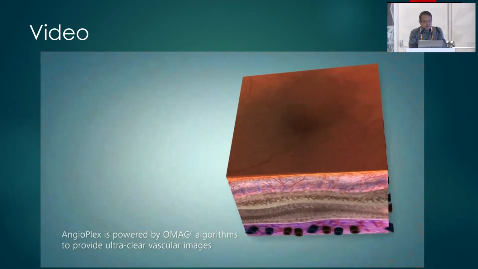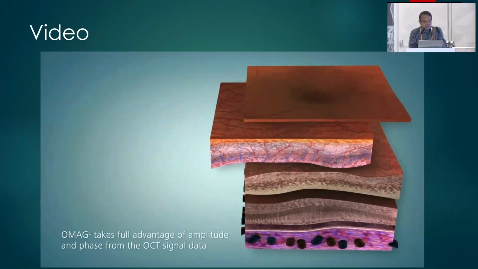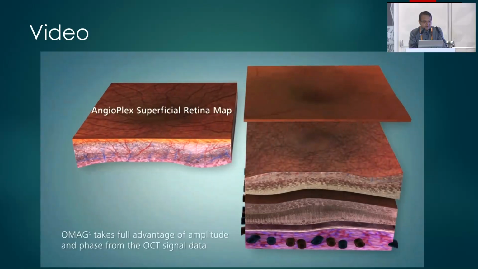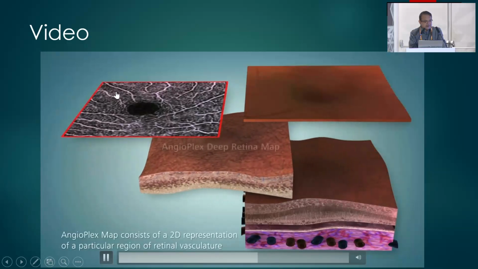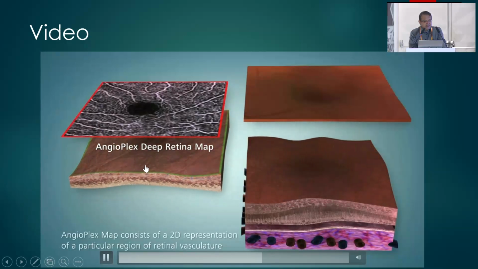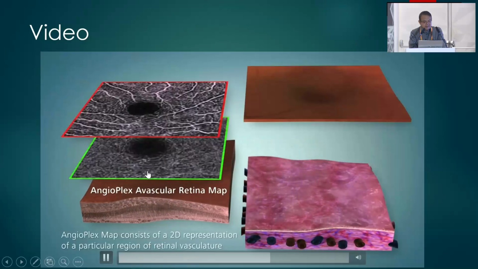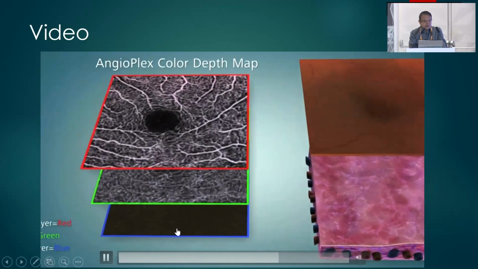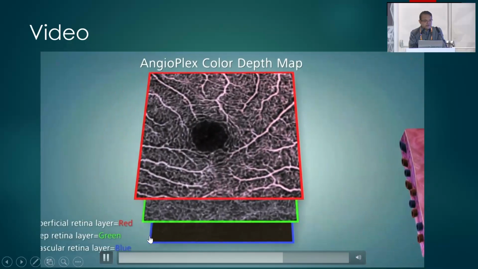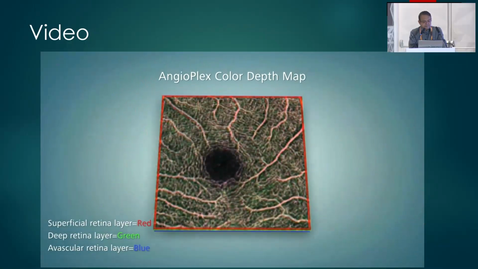Angioplex is powered by OMAG algorithms, and then you get full advantage of amplitude and phase from OCT. You can see this superficial layer is marked as red. The deep retinal layer is marked as green. The avascular zone is marked as blue. These are the color codings once you read the maps or the reports in the retina.